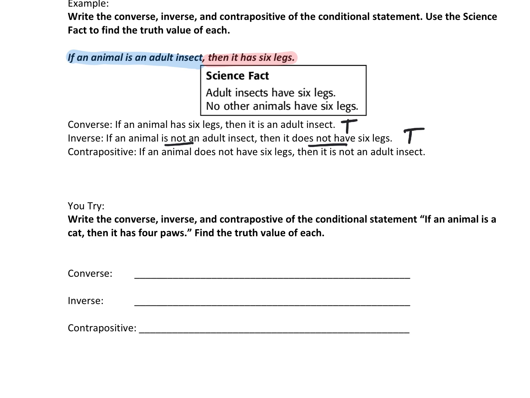Finally, we have the contrapositive. If an animal does not have 6 legs, then it is not an adult insect. And this is also true, right? This is not always going to be the case. All these statements can have different truth values. In this case, each of the 4 statements, the conditional, the converse, the inverse, and the contrapositive were all true.